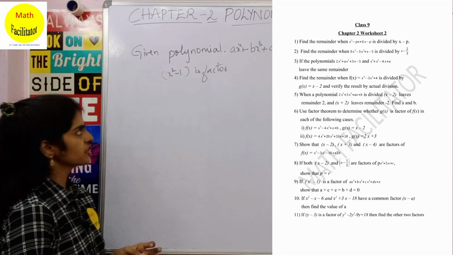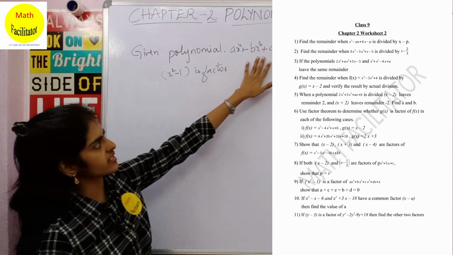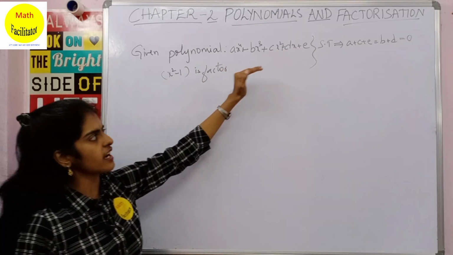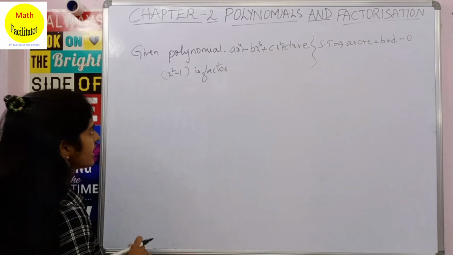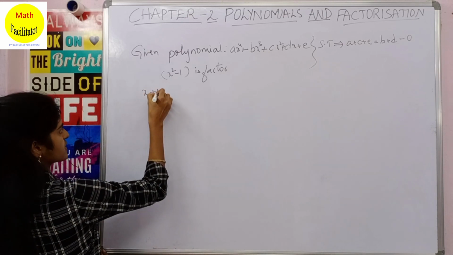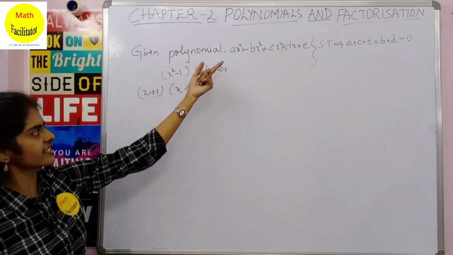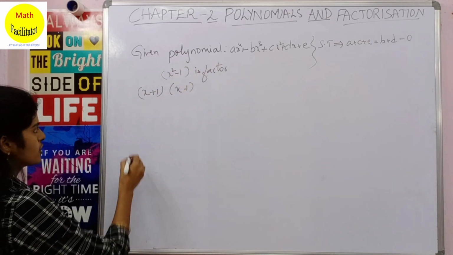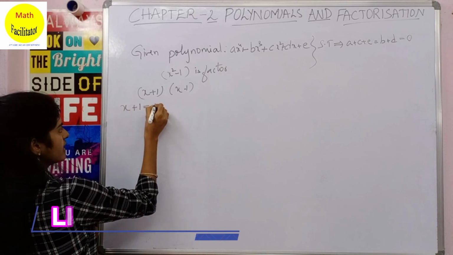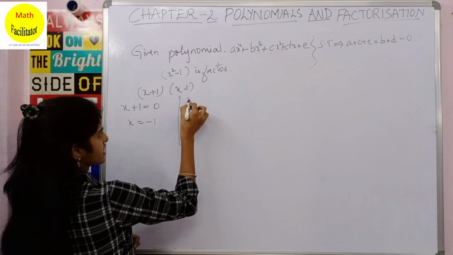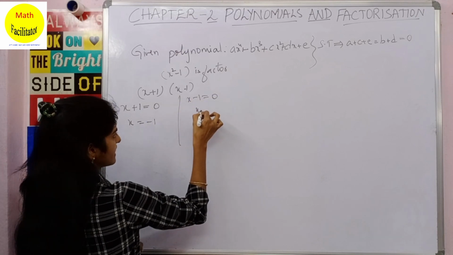Now moving on to the next problem. So f of x is this. This is the polynomial, and x squared minus 1 is a factor, and you have to show this condition. So x squared minus 1 is nothing but x plus 1 into x minus 1. That means x plus 1 is a factor and x minus 1 is also a factor. If x plus 1 is a factor, then this is 0, so x is minus 1. And if x minus 1 is a factor, then x is 1.